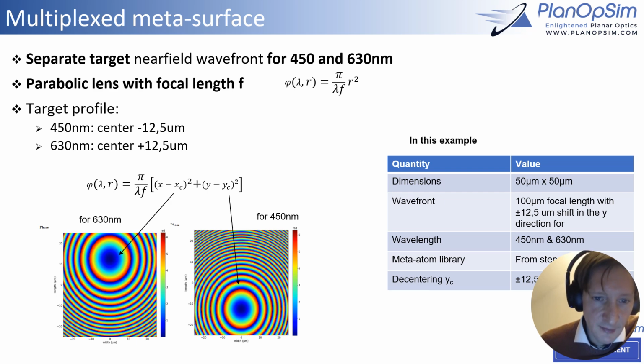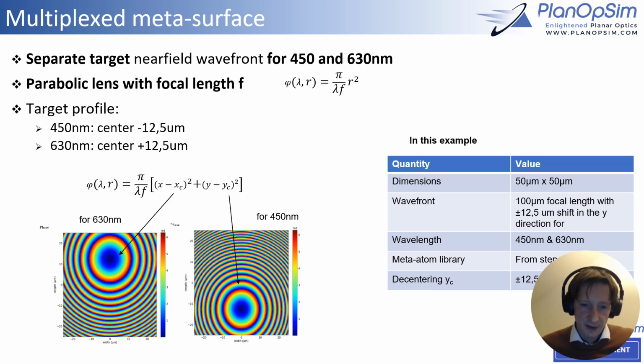So we take the library and we now define a separate lens profile for the 2 discrete wavelengths. And you see the profiles plotted here below. For the red wavelength, we use a parabolic lens profile given here, but we add an offset term here, shifting the focal point by 12.5 microns. We do the same for the red wavelength, but we shift the central focal spot in the opposite direction.